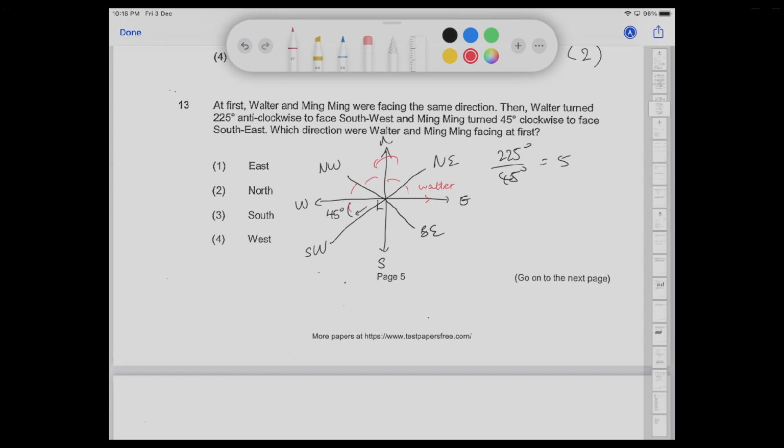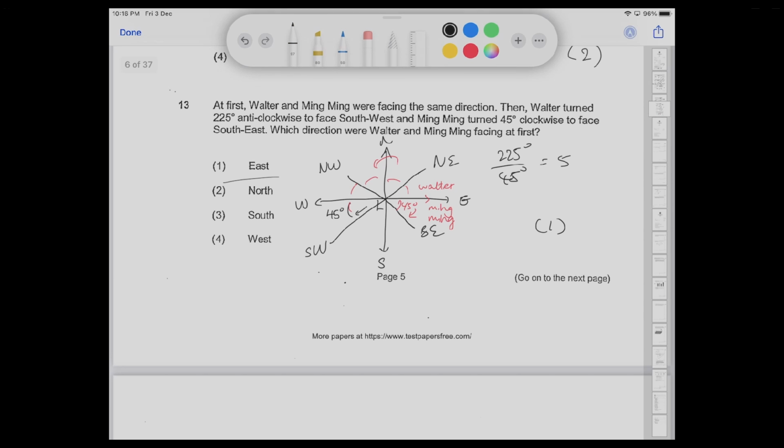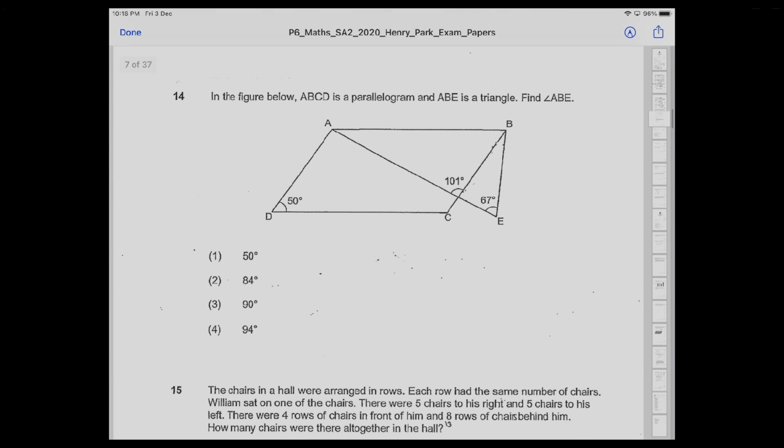And Ming Ming also turned 45 degrees clockwise to face southeast. So yes, it's pretty much a no-brainer. Clockwise is just in this direction. This is 45 degrees. Ming Ming is also facing east. Right, that's number 1. Let's move on to the next question.